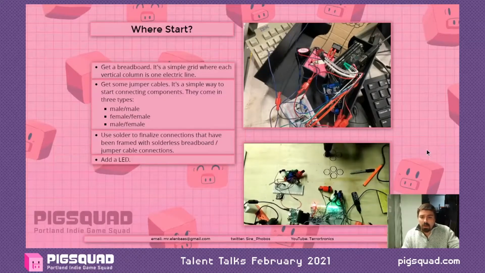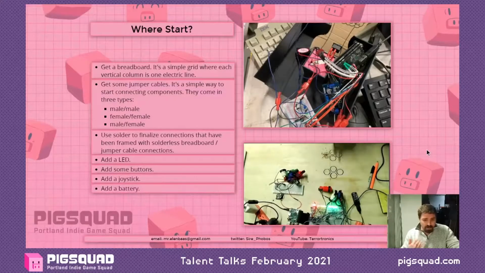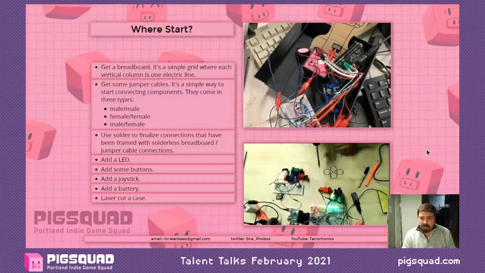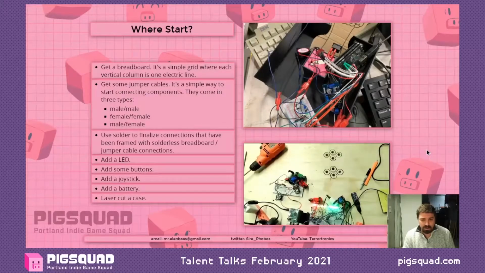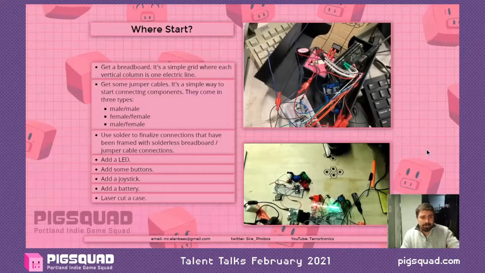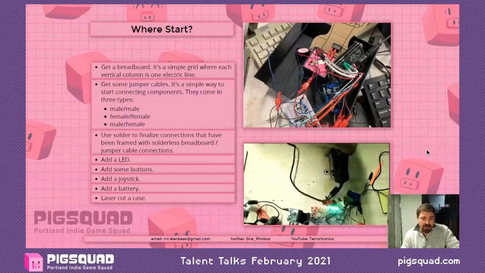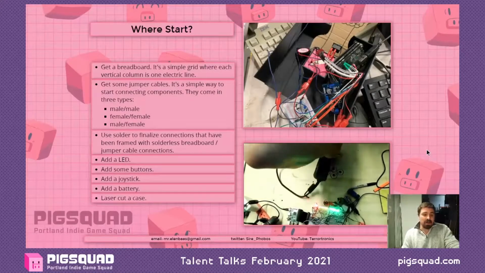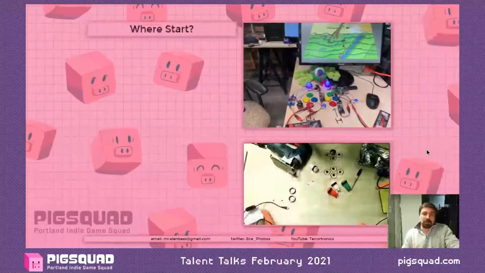Where do you start? Get a breadboard. There's simple grids where the vertical columns are the electrical lines, and they let you organize things really easily while doing it all without solder, so you can be really dynamic. Whenever you're done with that, you're going to want to finalize things with solder, and then along the way add an LED, add some buttons, add a joystick, add a battery, add a case.